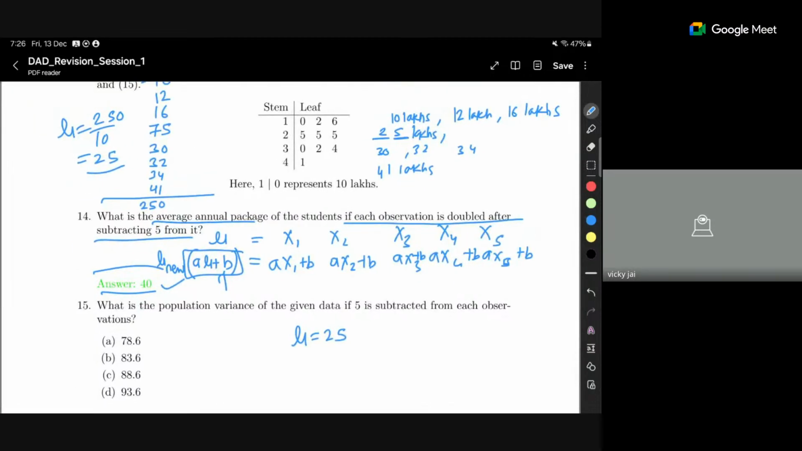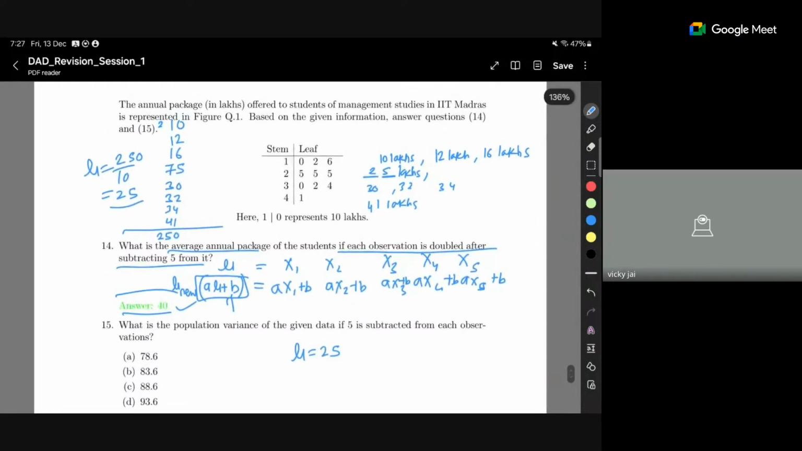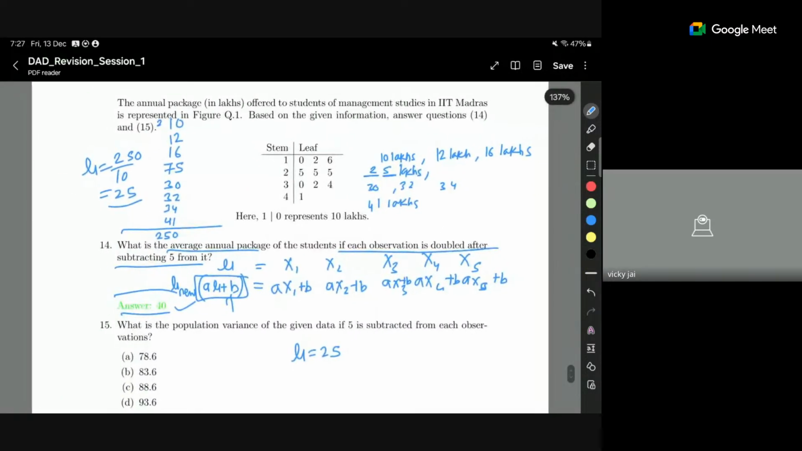If 5 is subtracted from each observation, what is the population variance of the given data? Actually, subtraction will not change anything about variance, right? So variance will be the same even though you subtract anything from it. If you multiply, then it will affect, right?